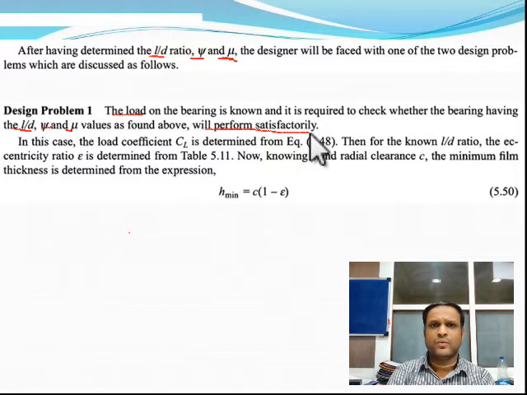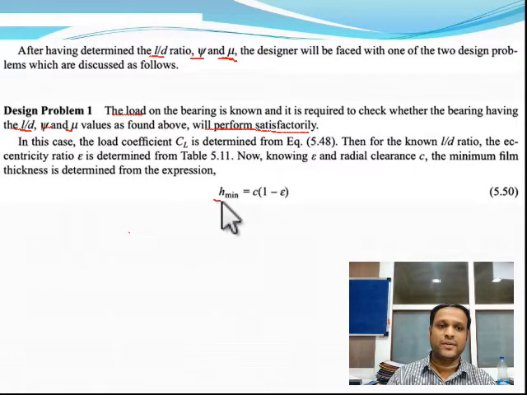One may ask, what is satisfactory performance? Satisfactory performance can be very easily understood as that the bearing should work under complete liquid lubrication conditions. What that means is, there should be no contact between the journal and the sleeve. If this is achieved, then we can say that the bearing is performing satisfactorily.